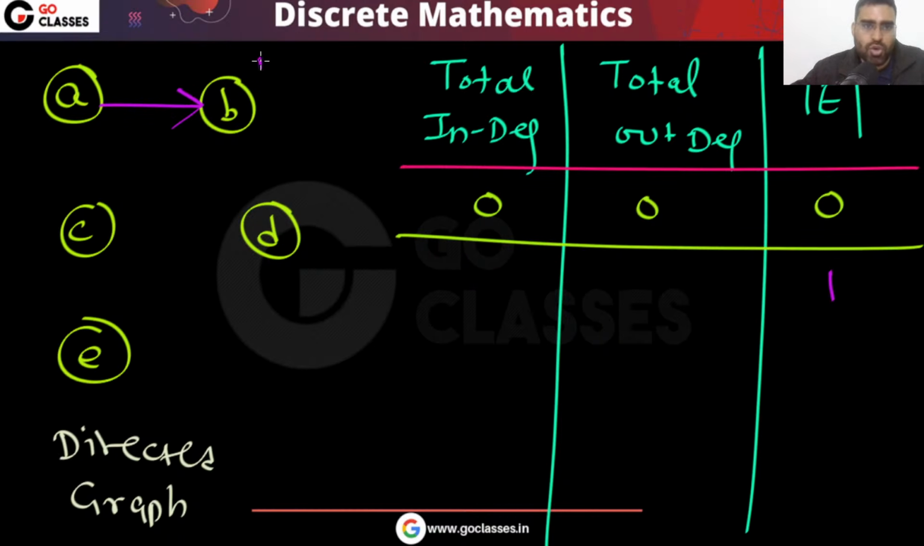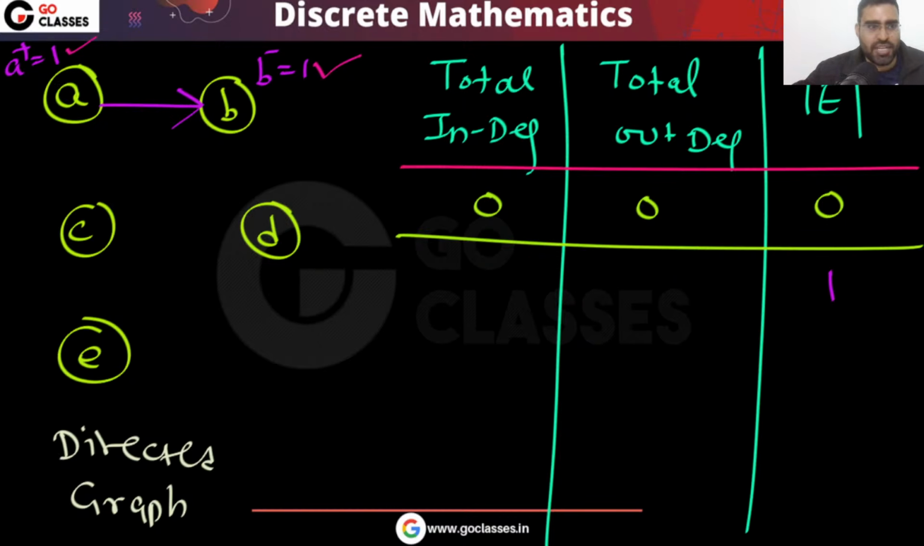You can notice the in degree is increasing by 1 and out degree is also increasing by 1. If in degree has come, then out degree will also come. Yes or no? If in degree has come, then someone's out degree will come. B's in degree came, so A's out degree came.